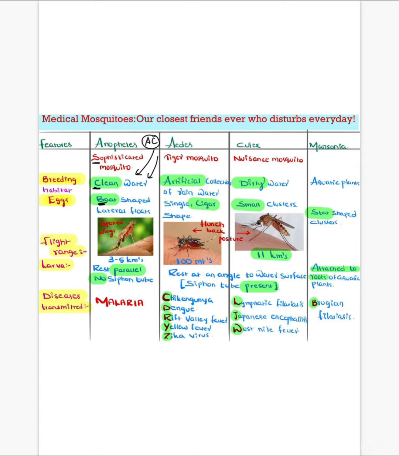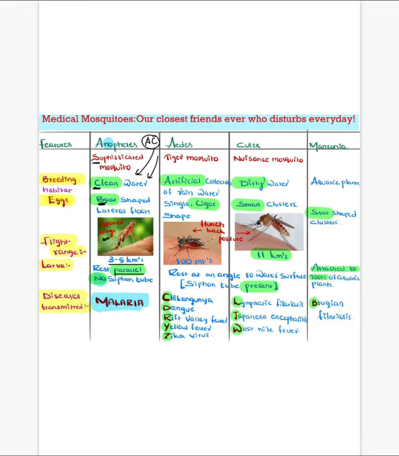Boat shaped eggs are there with lateral floats, and this Anopheles has spotted wings, you can see the image. The larva, these mosquitoes can fly up to 3 to 5 kilometers, and they rest parallel, and they do not have any siphon tube. Anopheles, no siphon tube, you can see the name only says no. And Anopheles transmits your malaria.